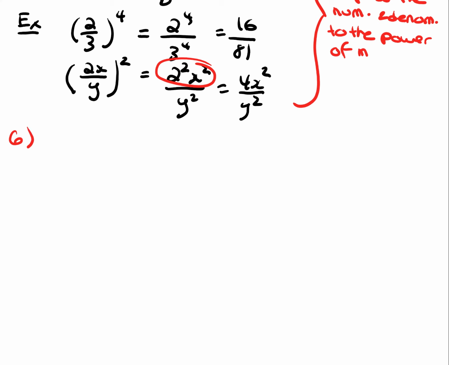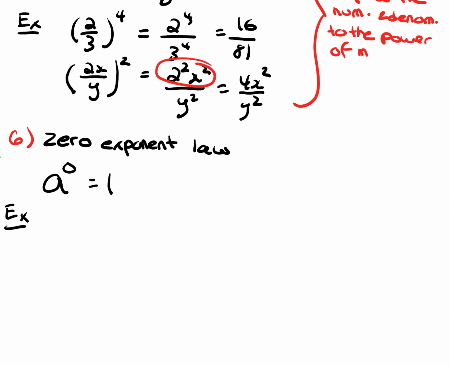Now moving on to our sixth law, which is the zero exponent law. Personally, I think this one is the easiest. Basically, the zero exponent law says that anything to the power of 0 is 1. So, base a to the power of 0 is 1.